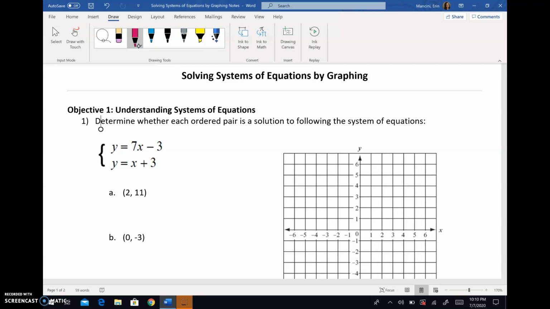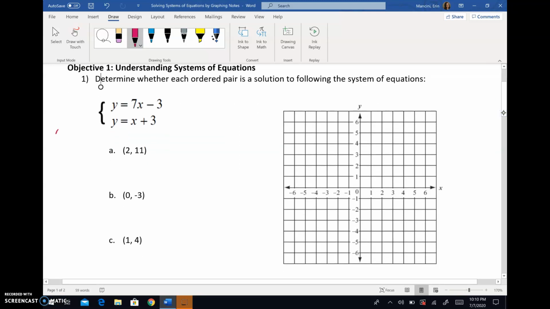And that's what our first problem here is going to look at. Here's a series of points. And hopefully we remember that a point is always written as x comma y. So this is your x value, this is your y value. Always x first, then y. Okay, and I'm asking if this is a solution to the following system of equations. Ordered pair is just a word for point.